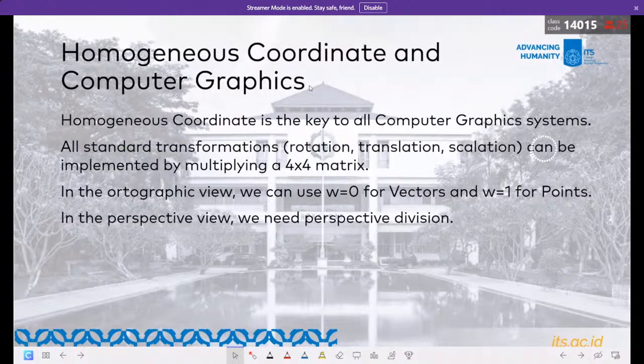Okay, so here we go. This is the wrap up. This is the takeaway for today's session. Homogeneous coordinates. This is basically the key to all computer graphics systems that we will learn throughout this course. All standard transformations, rotation, translation, scaling, can be implemented by multiplying a 4x4 matrix. Later, when we want to rotate an object in three dimensions, we need a 4x4 matrix. The translation as well, a 4x4 matrix. The scaling as well, a 4x4 matrix.